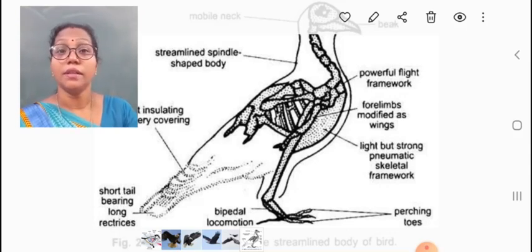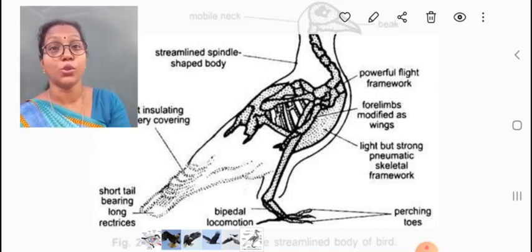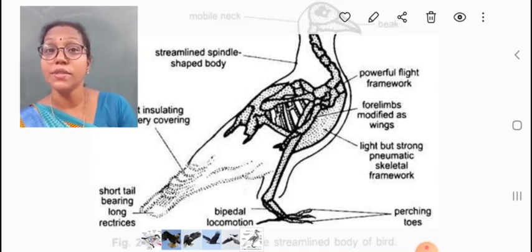Then children, the bones are attached to strong flight muscles. These flight muscles help them to fly in the air. The muscles are also attached to a large, strong, flat sternum, the breastbone. So the flight muscles are attached to the wings and also to the bones and the breastbone, known as the sternum in birds.